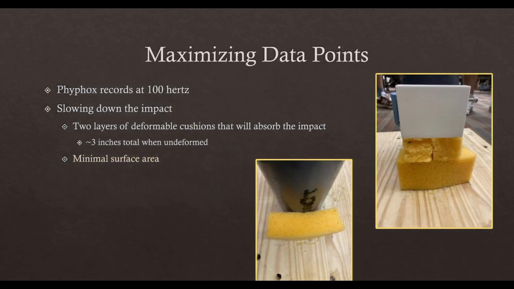We were tasked to maximize the amount of data points our apparatus collects. We have done this primarily through 2 ways. First, we are utilizing Firefox at its maximum frequency of 100 data points per second. Next, we aim to slow down the moment of impact.